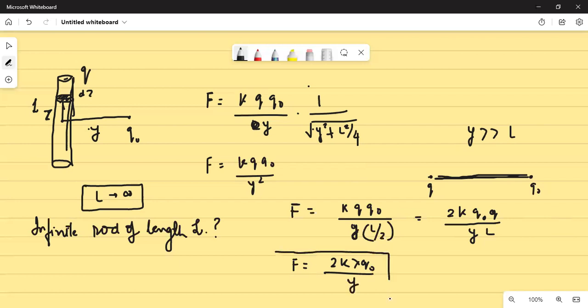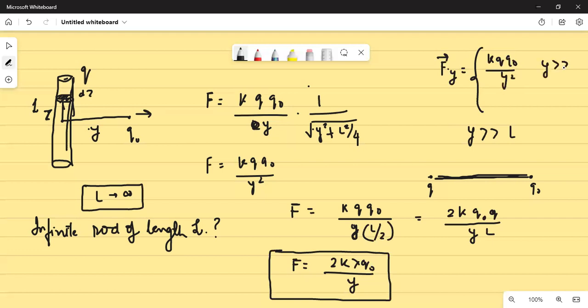Is that clear to you? I don't think there is a problem. All these things are written in magnitude. In direction, if this is your y-axis, then all these forces are exerted along the y direction. So the net force in the y direction is k q naught upon y square, provided y is very large compared to L, and if L tends towards infinity, this can be written as 2k lambda q naught upon y.